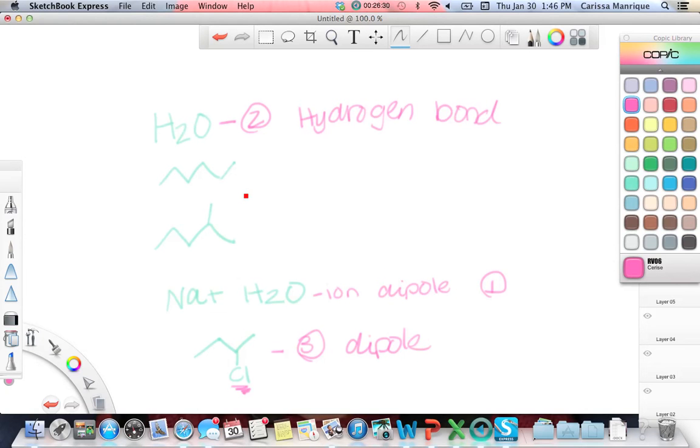Okay, now what about these 2 here? Do these have dipole? No, we already said they don't. So this one has dispersion. Okay, this one has dispersion. But which one would be higher? Which one would be number 4? Here or here? So let's look. Do you see how this one has a branch? Yes. They're about the same size, but this one has a branch. So this one will be number 4, and this one will be number 5. And the reason this is 5 is because of branching.